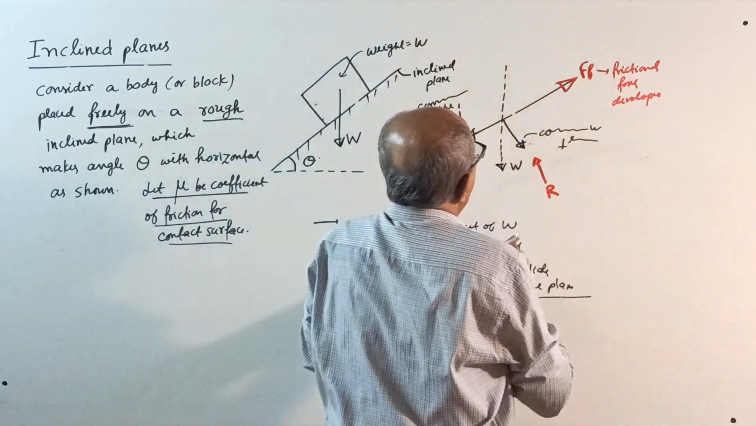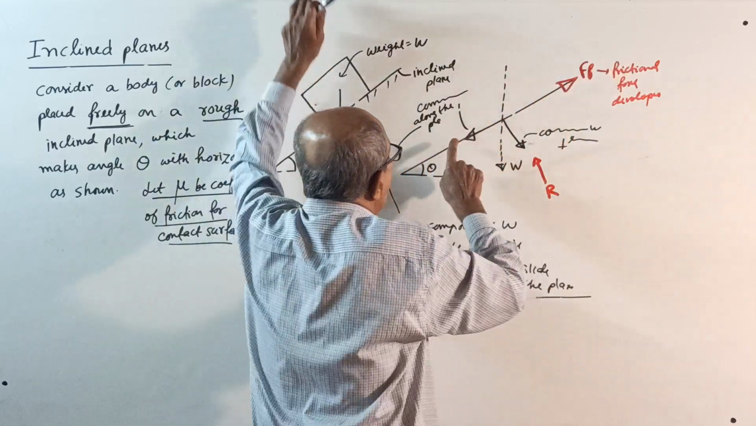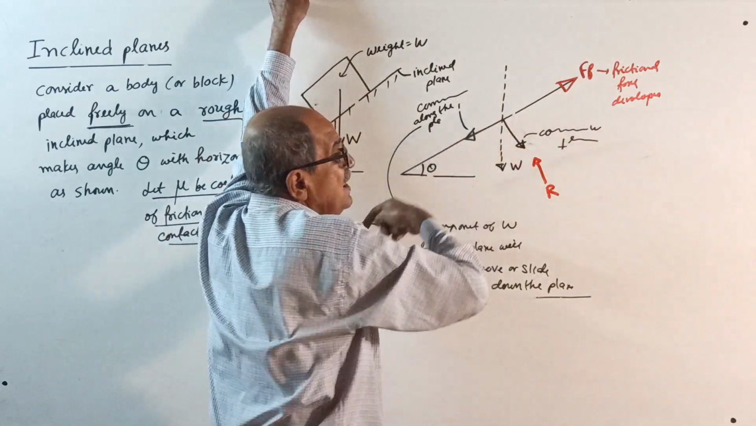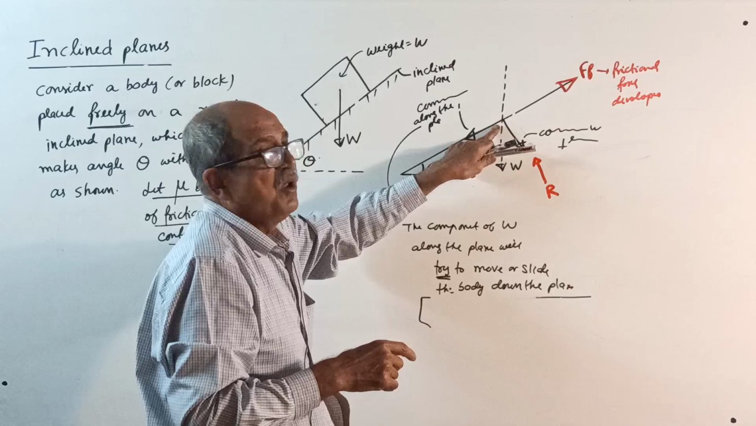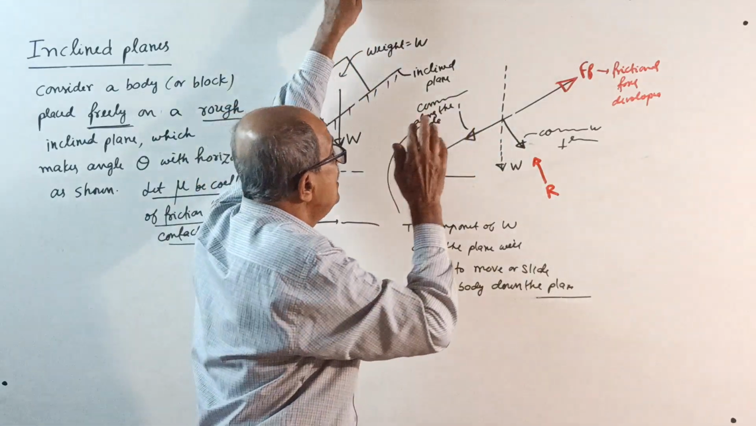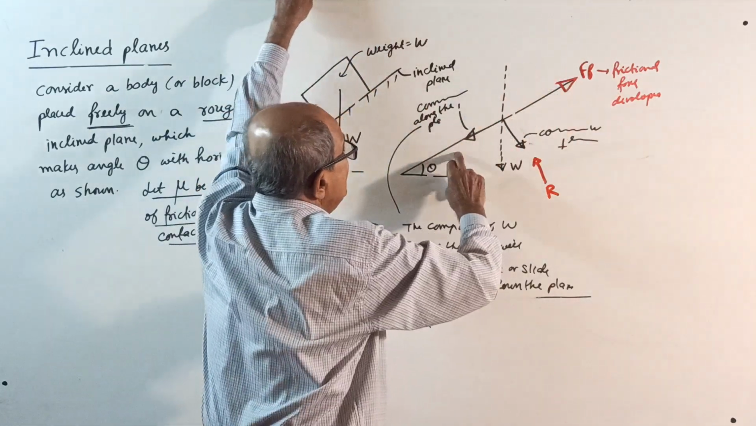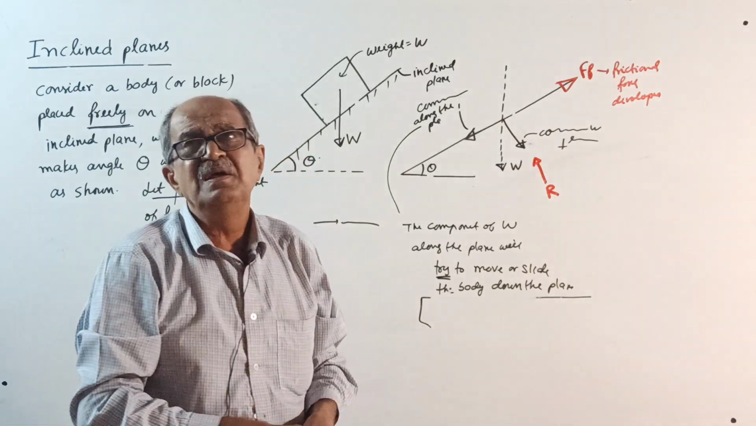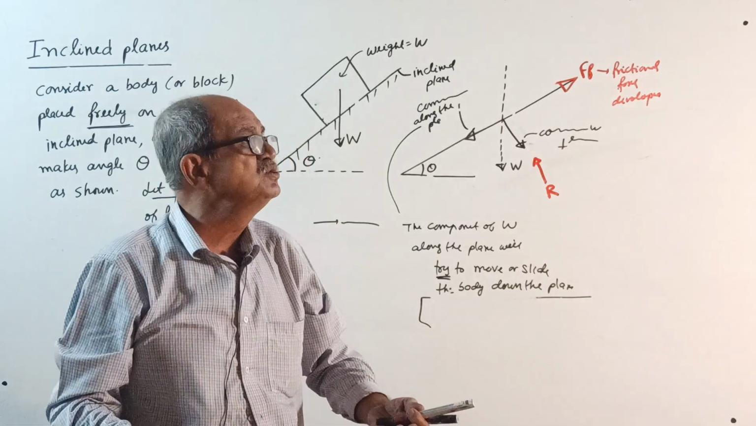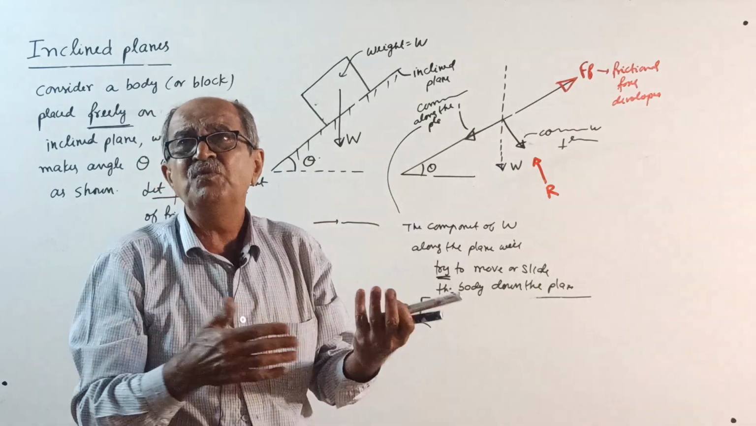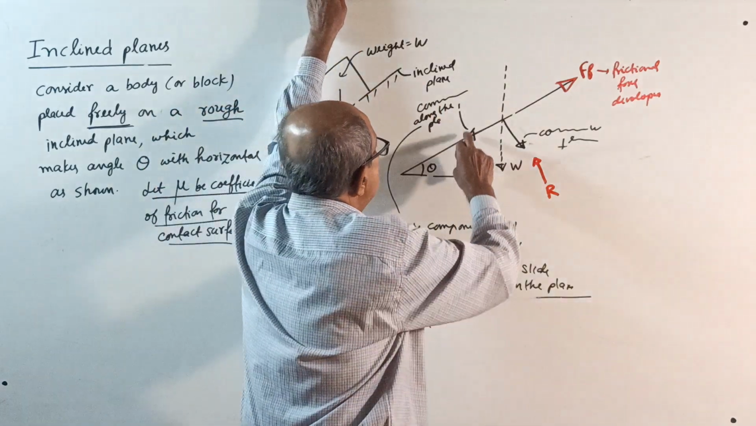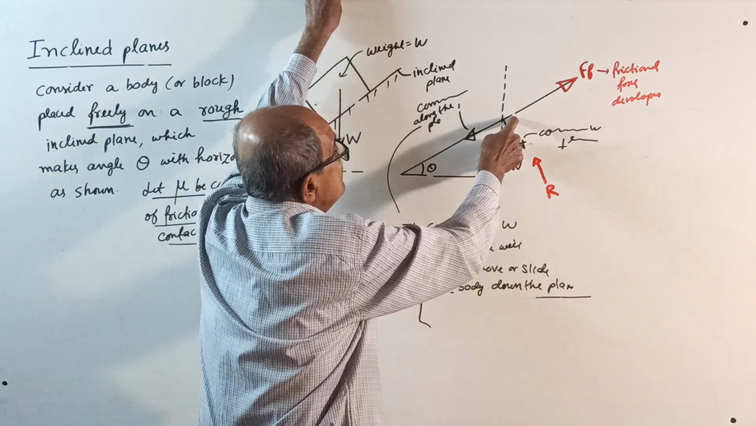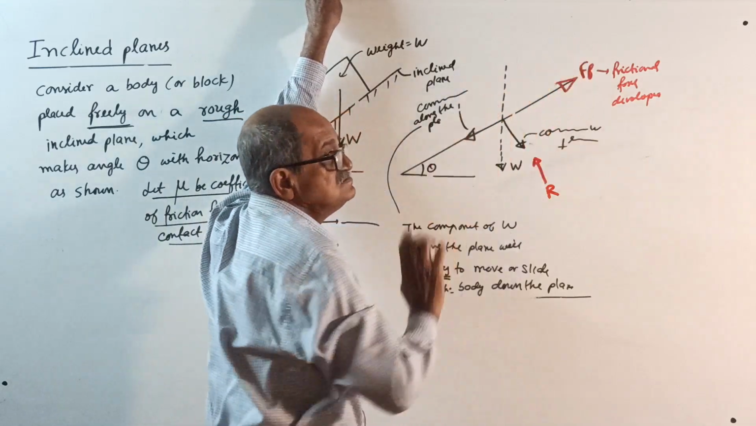Now, make a note. Why I put Ff this way? Because the tendency of this component along the plane is to slide the body down the plane. So, if friction is not there, suppose you place it on a very smooth plane, it will easily slide. Why? No friction. So, when this component tries to move it down the plane, friction will oppose, it is up the plane.